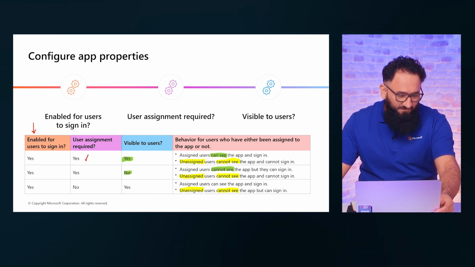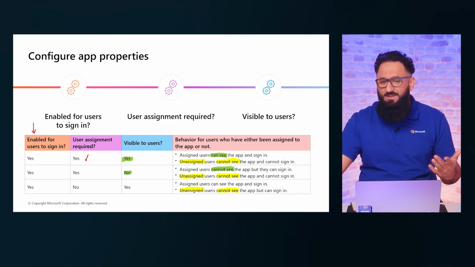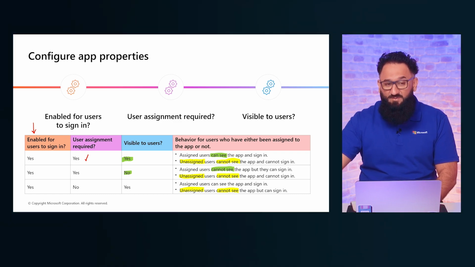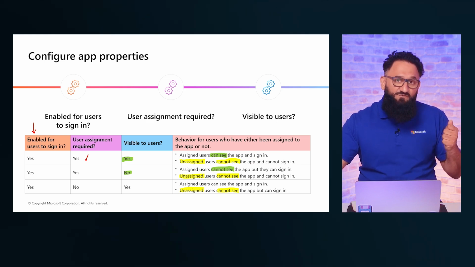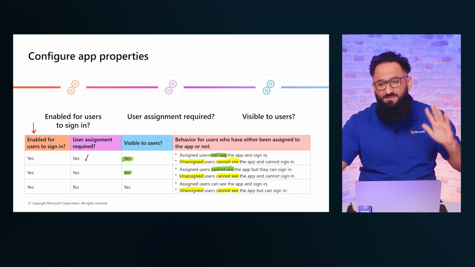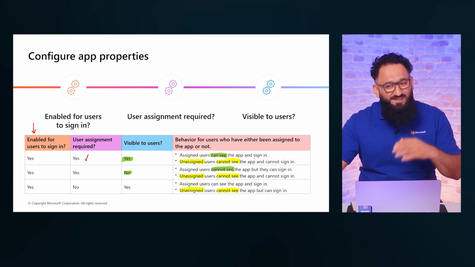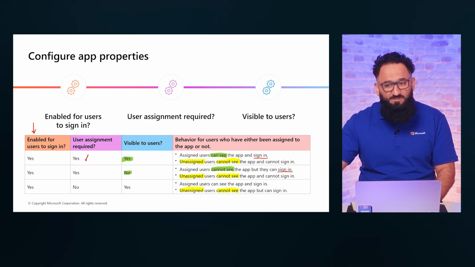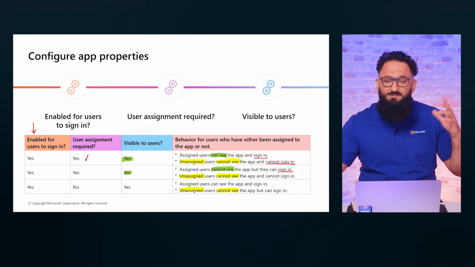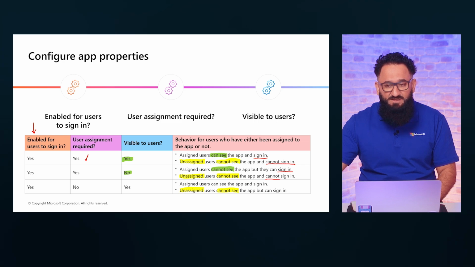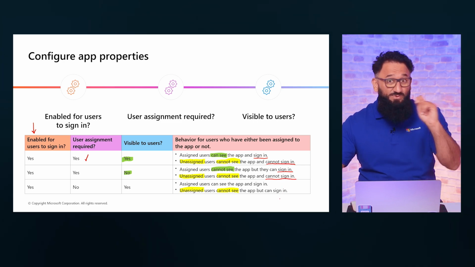Now, maybe someone is thinking of a question. What happens if they can't see the application? How are they going to log into it? So we do have people who can sign into this application. We've already suggested in the very first menu, enable users to sign in. That means people can sign in. However, when you toggle the second option to say assignment is required, in that case, only people who are assigned can sign in to the application. However, people that are not assigned to this application, they cannot sign in. So this is where you are limiting who can see this application and who can sign in and who can't sign in.